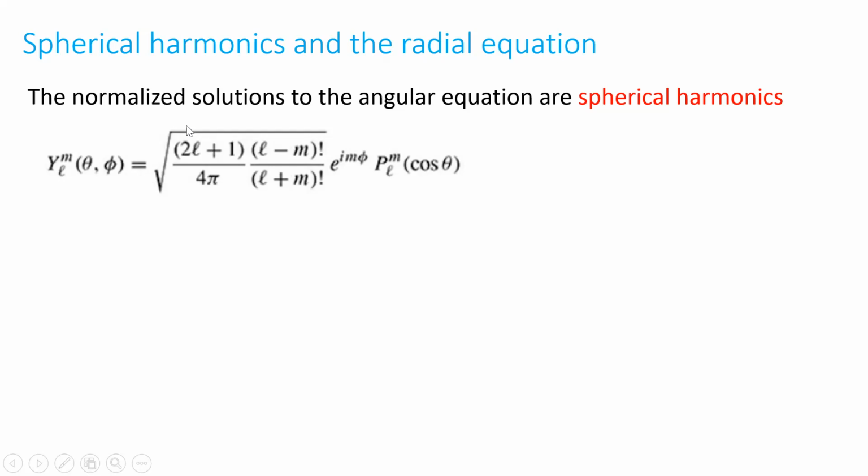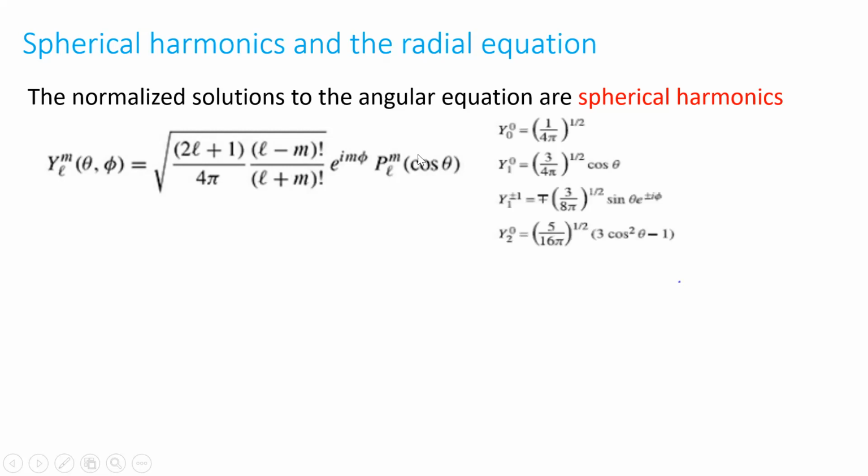And then this factor out in front is just a normalization factor to make sure that when we integrate this squared over the area of all angles, over the solid angle element, we get 1. So that turns out to be the right expression to make it normalized.